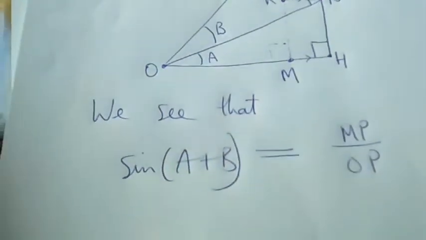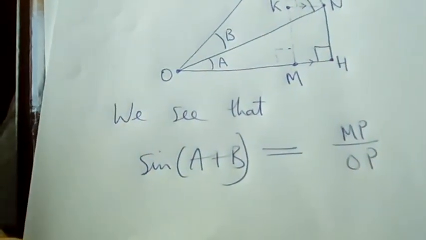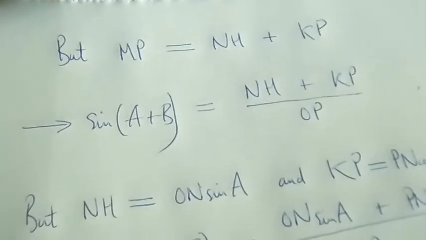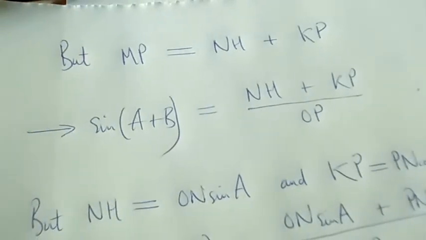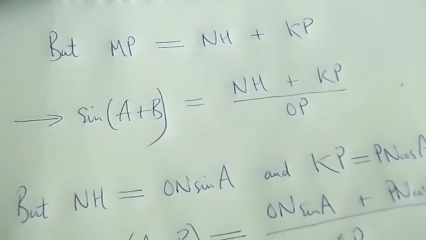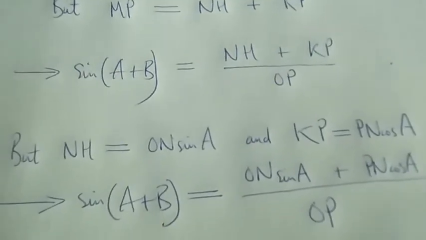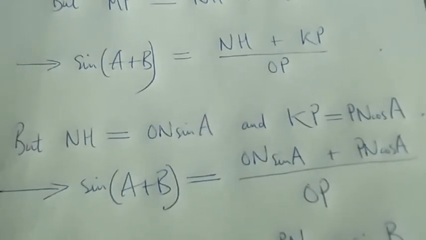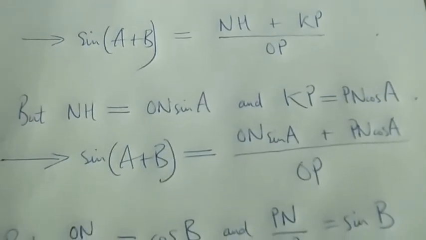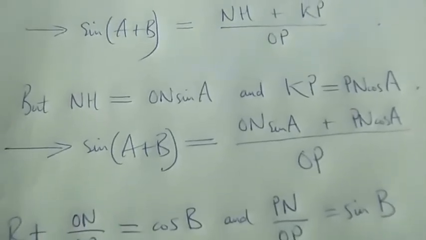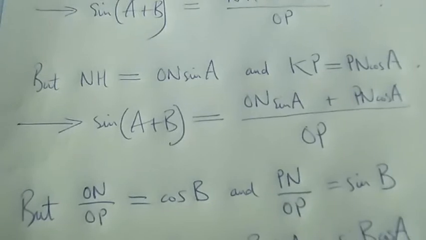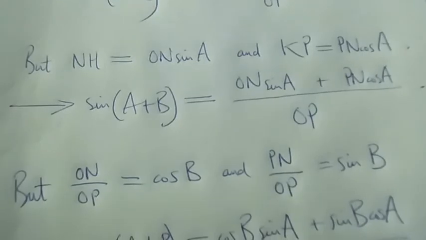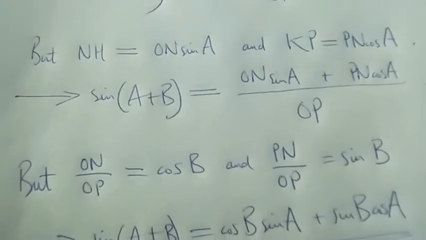We see that sine a plus b is equal to mp over op. But mp is equal to nh plus kp. Therefore sine a plus b is equal to nh plus kp over op. But nh is equal to on sine a, and kp is equal to pn cos a. Therefore sine a plus b is equal to on sine a plus pn cos a, all over op.